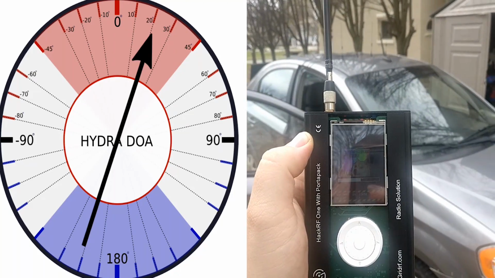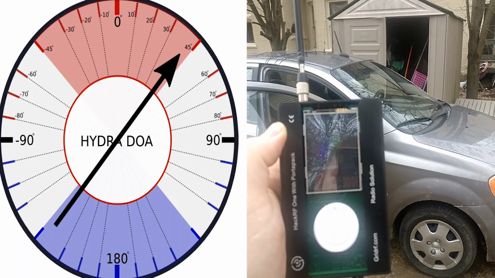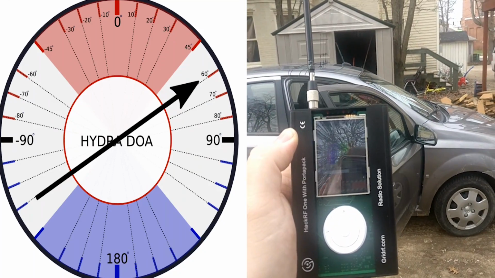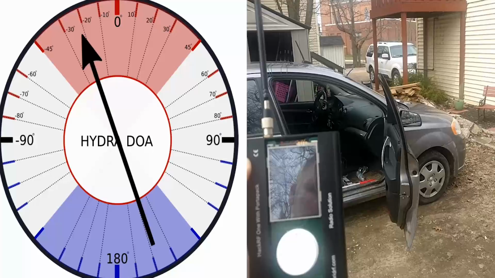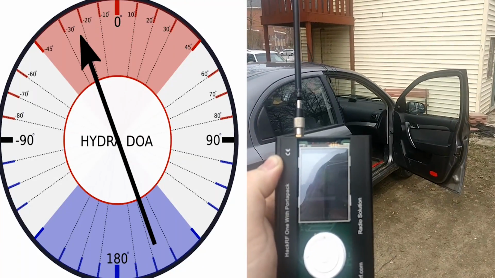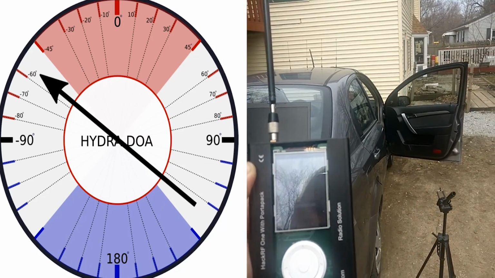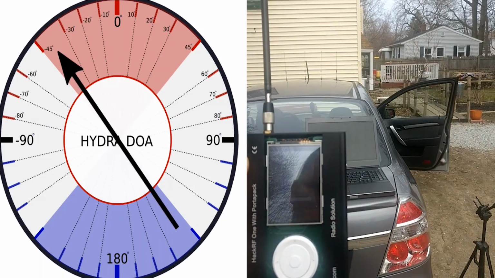What I want to show you here, when I spin around to the back of the vehicle, is that because this is a linear array, it unfortunately cannot tell you whether the signal is in front of you or behind you. So that is one drawback of the linear array. You'll see it kind of bounces around here as I go from the front to the back. Once I'm at the back of the vehicle, you'll see that the arrow spins right back forward to the 0-degree bearing.